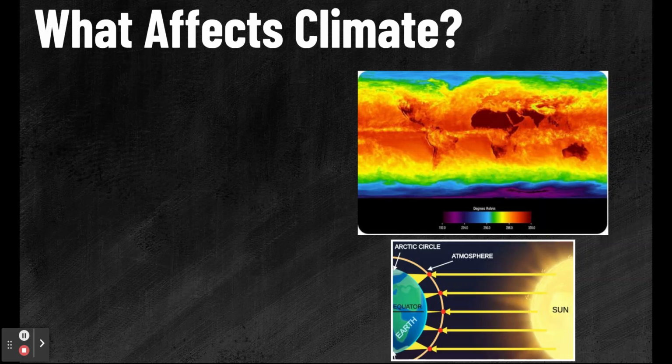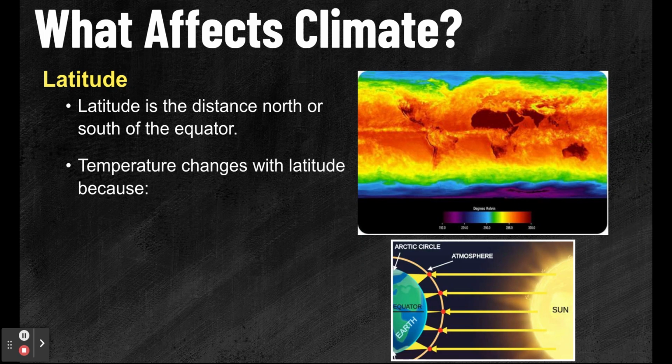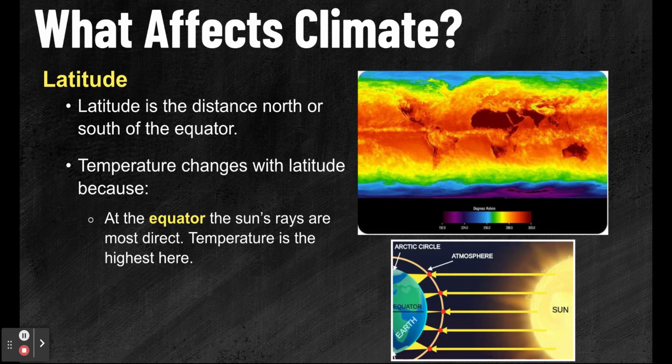Okay, now with the remainder of the video, we want to look at some factors that affect climate. So, what affects climate? The first is latitude. Latitude is the distance north or south of the equator. And temperature changes with latitude because at the equator, the sun's rays are most direct.